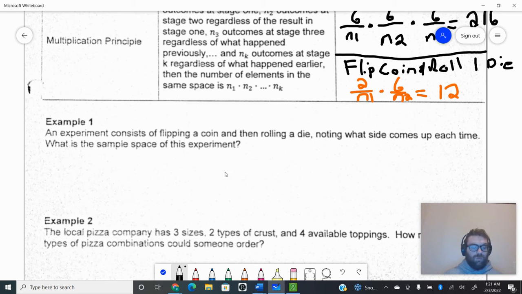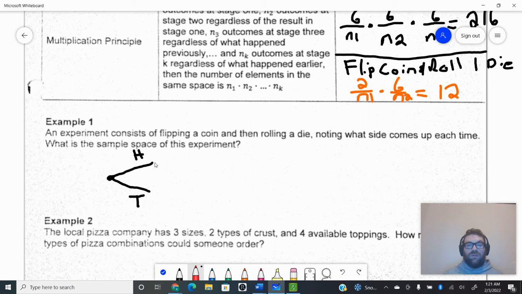We are flipping 1 coin. So I'm going to start right here and draw a tree, kind of like we did first semester. What are the 2 outcomes of the coin? Well, I could get a heads or I could get a tails, right? That's all that I can get when I flip a coin.